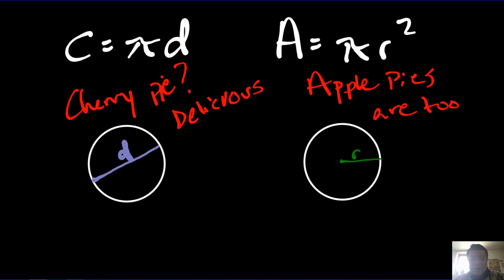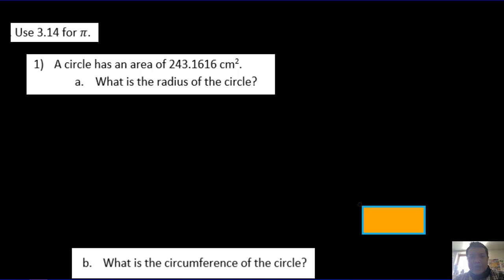And remember that the diameter is the entire length from one end of the circle to the other end of the circle, and the radius is half of that. Radius is from the center of the circle to the edge of the circle. Make sure you have these formulas and these definitions memorized. Let's go ahead and get started. For this entire thing, we're going to use 3.14 for pi.